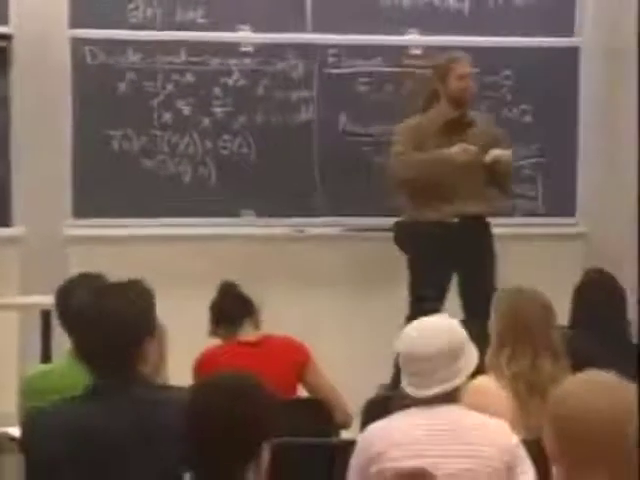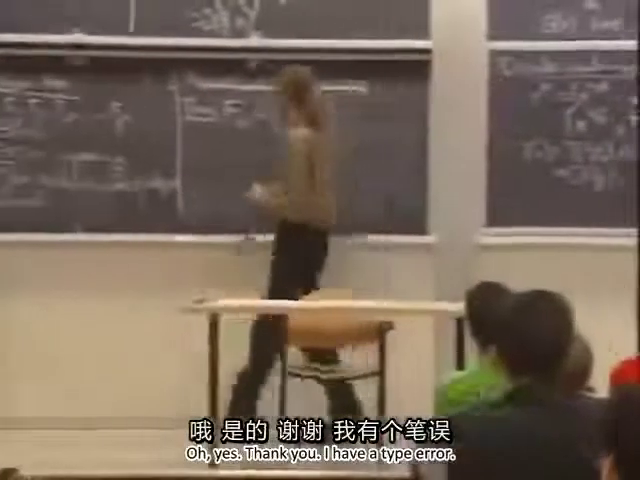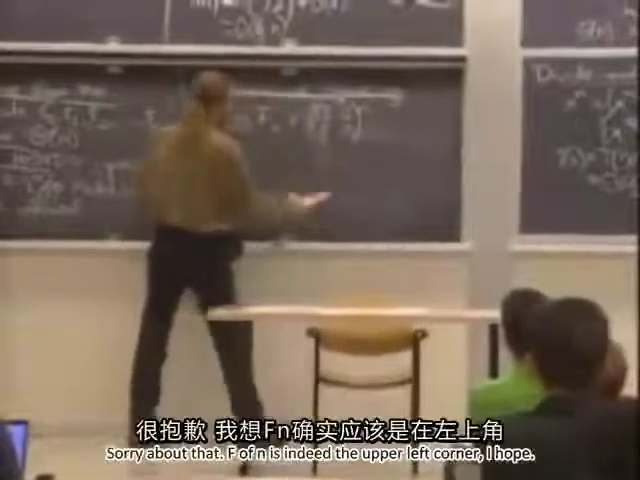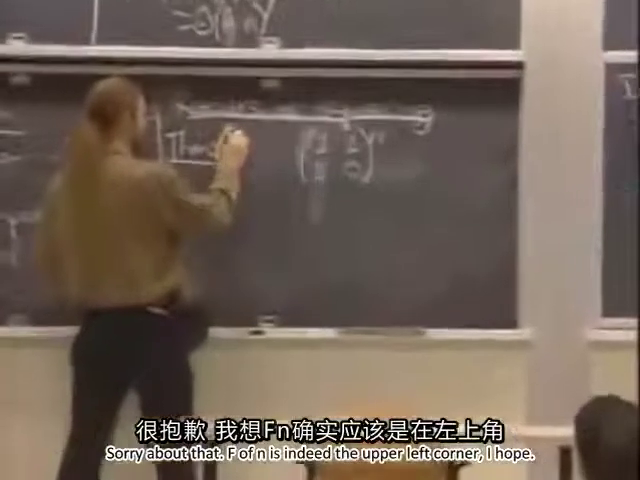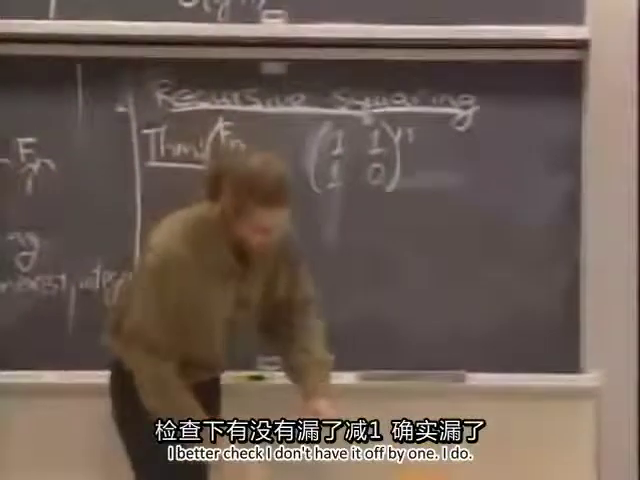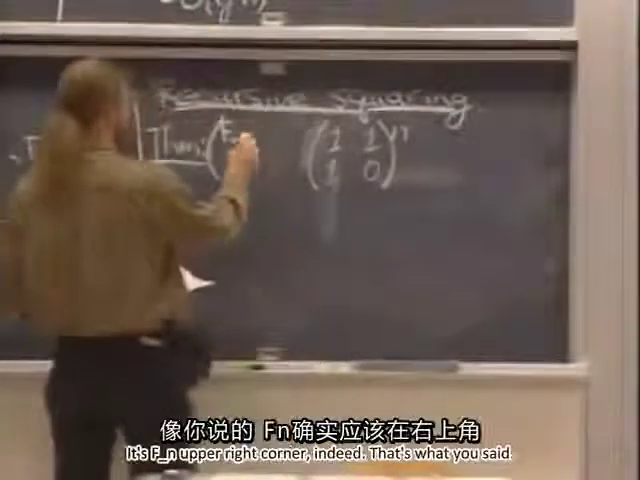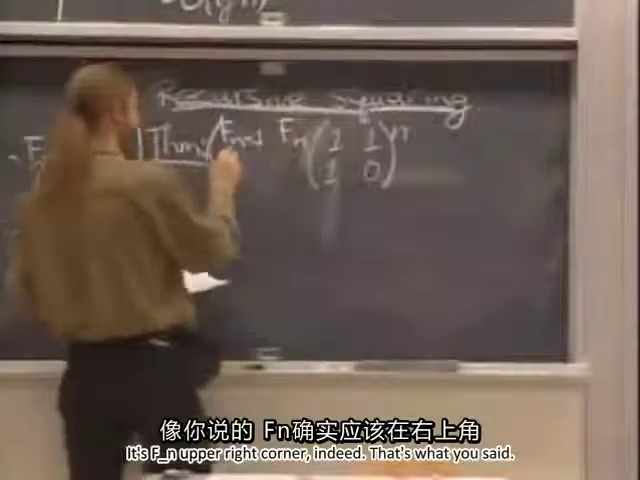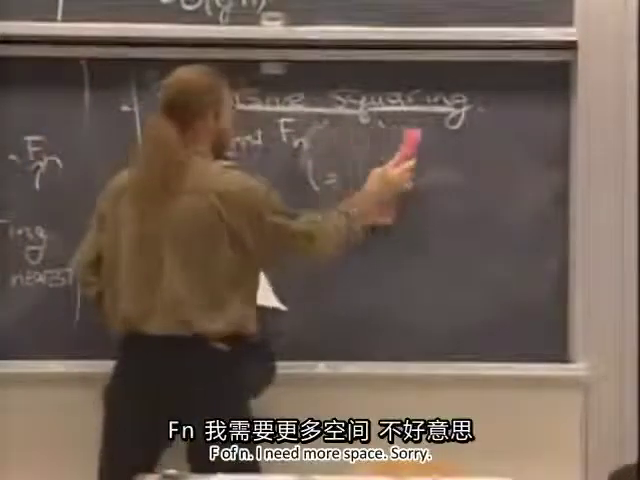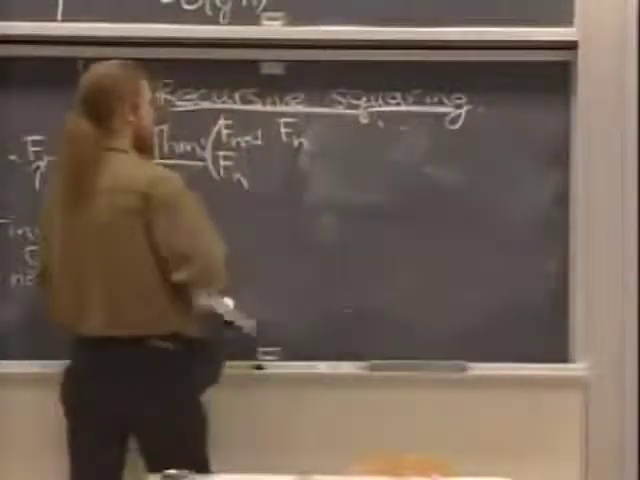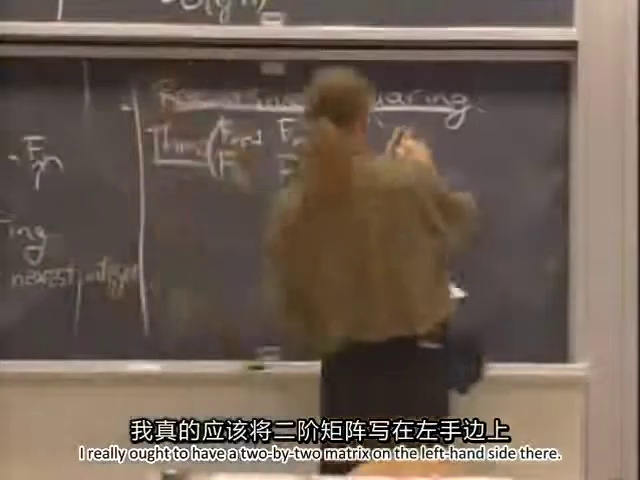Yes, Martin? The right upper corner for the left upper corner. Oh, yes. Thank you. I have a type error. Sorry about that. F of n is indeed the upper left corner, I hope. Better check I don't have an off by 1. I do. It's F of n in the upper right corner. Indeed, that's what you said. Need more space, sorry. I really ought to have a 2 by 2 matrix on the left-hand side there. Thank you.